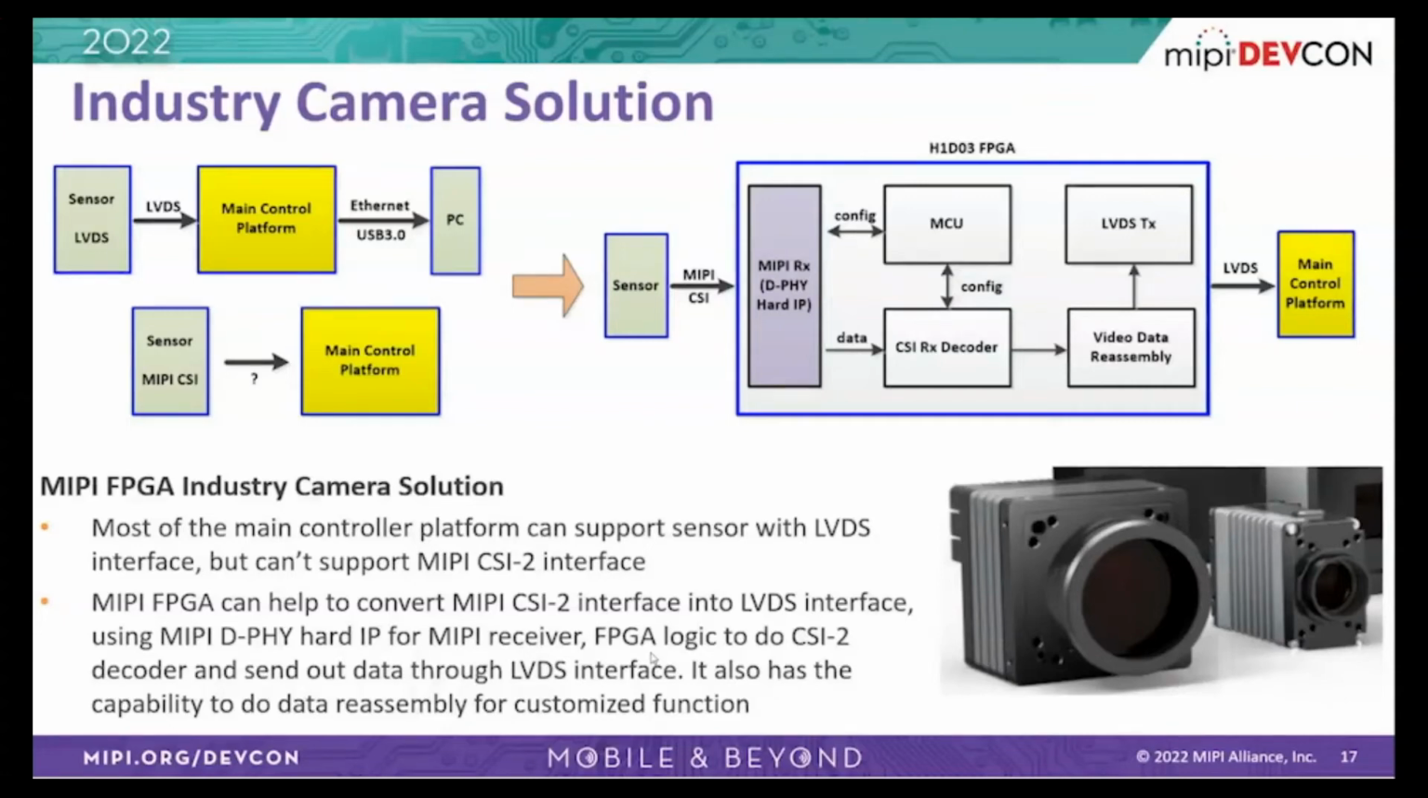So the H1D03 can help to convert this MIPI CSI interface into an LVDS interface using the MIPI D-PHY hard IP and the MIPI DSI receiver and/or the CSI receiver, and also the FPGA to do the CSI decoding and send out data through the LVDS interface. It also has the capability to do data reassembly for customized functions.